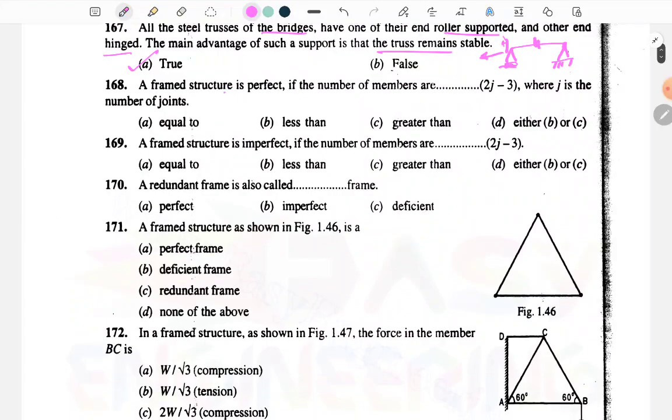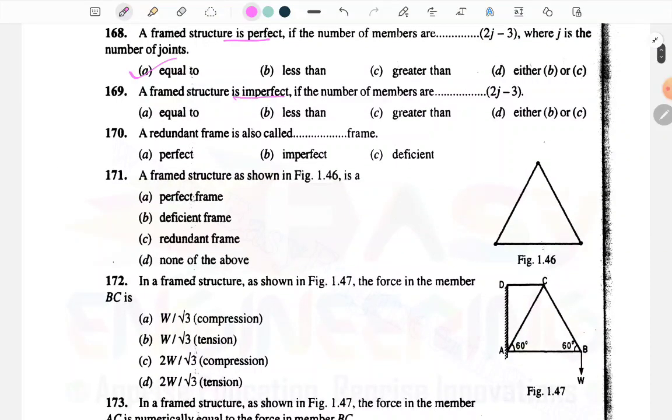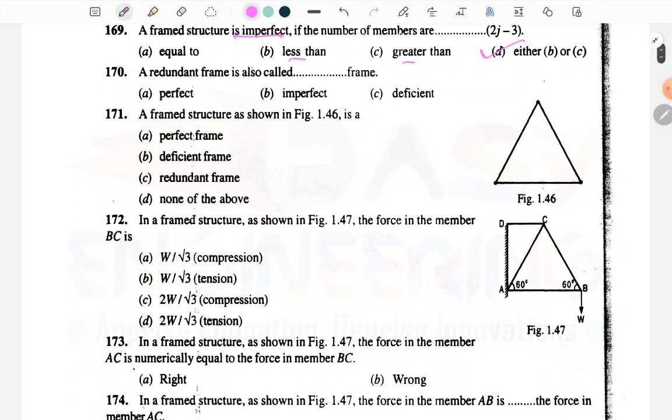The frame structure is perfect when the number of members is equal to the required number. That's it. The frame structure is imperfect when it is not equal, that is, either less than or greater than. A redundant frame is also called an imperfect frame.